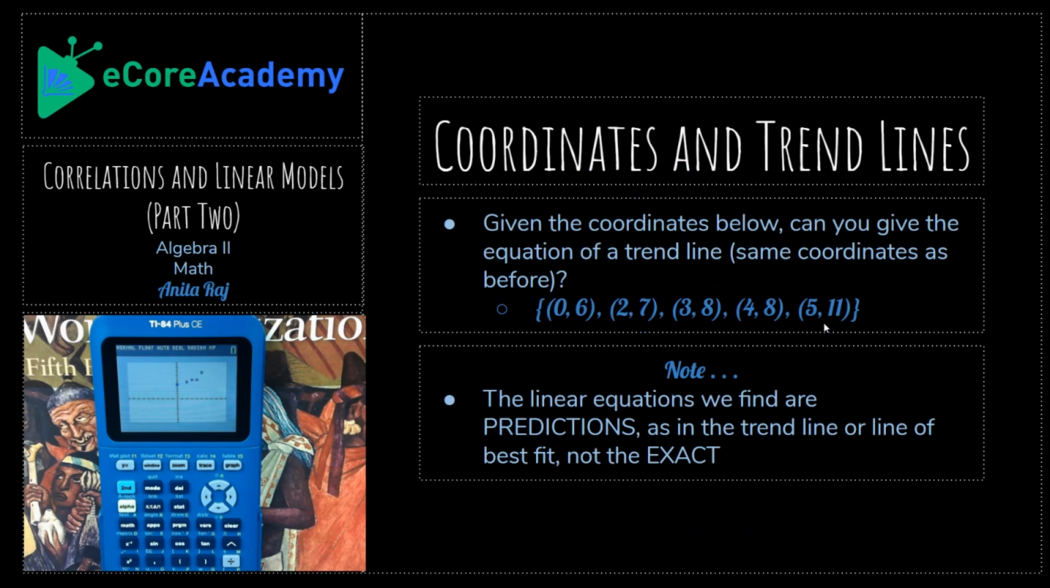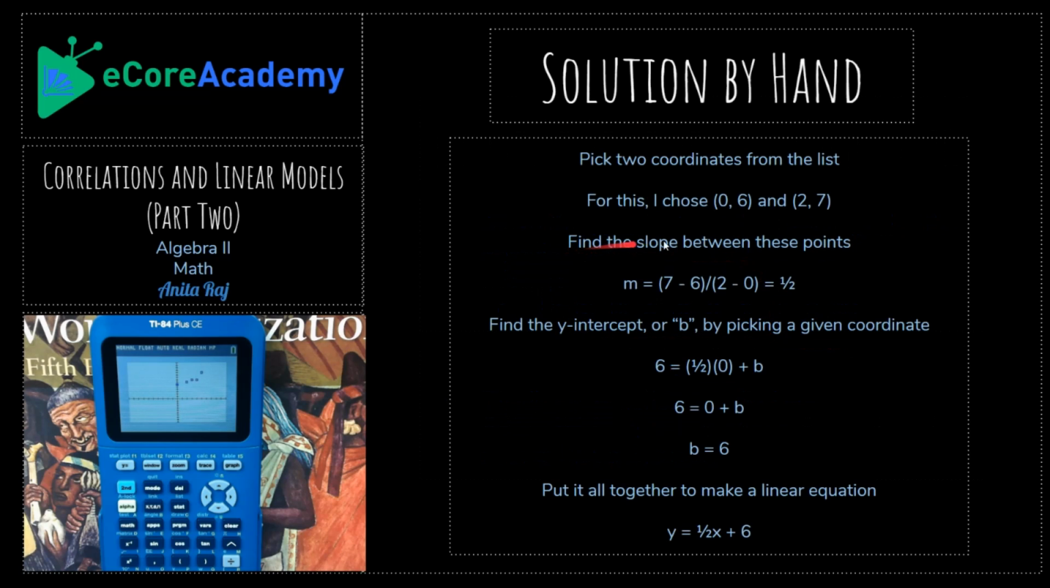I'm going to go back a slide, and this is the list again. For the sake of this solution, I just picked the first 2, which were 0, 6, and 2, 7, just because they were smallest and easiest to work with. If you remember from my Algebra 1 review video, if you have 2 coordinates and you're trying to find a linear equation, you can do so as long as you have those 2 coordinates. You can find the slope and the y-intercept, and you're good to go. You just need 2 coordinates that fall on that line. And in this case, we have 5 to choose from, so we can definitely find the linear regression by hand.